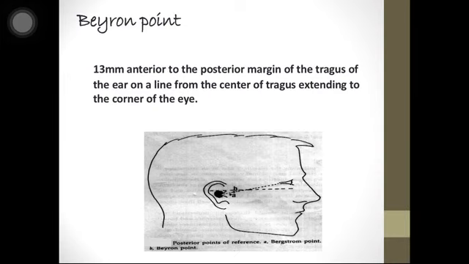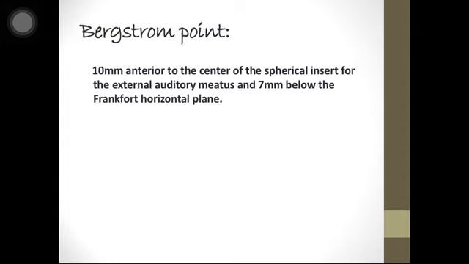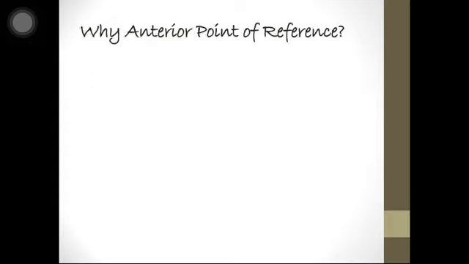We use an approximate point which is called Beyron's point, which is 13 mm anterior to the posterior margin of the tragus of the ear when a line is drawn from the tragus extending to the corner of the eye. For most patients, this point is within 5 mm of the true hinge axis of that individual patient. Bergstrom point is 10 mm anterior to the center of the spherical insert for the external auditory meatus and 7 mm below the Frankfurt horizontal plane.